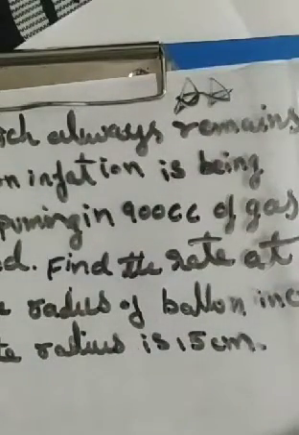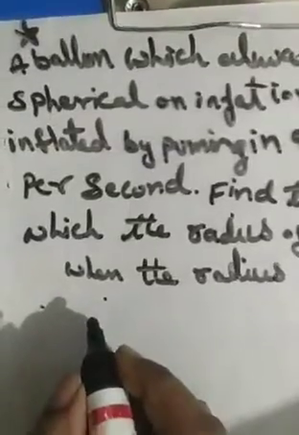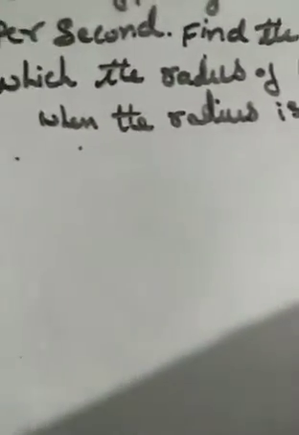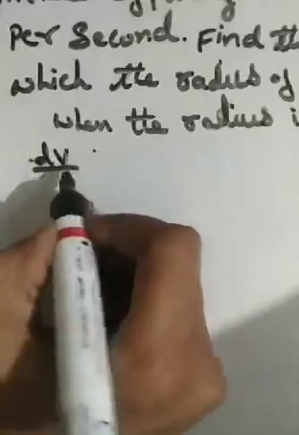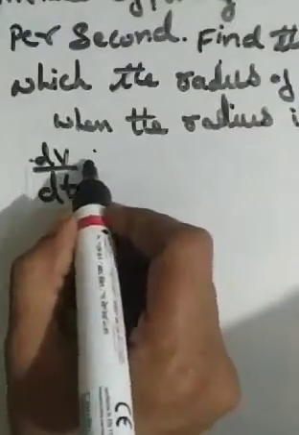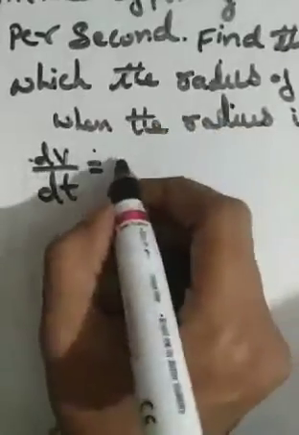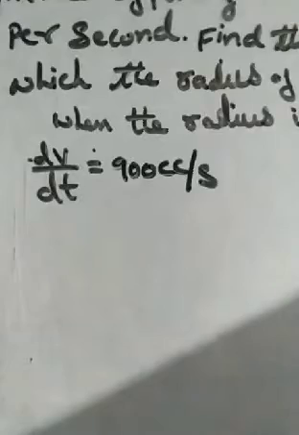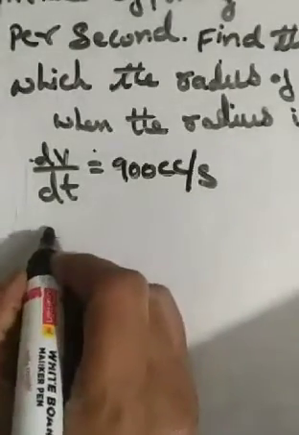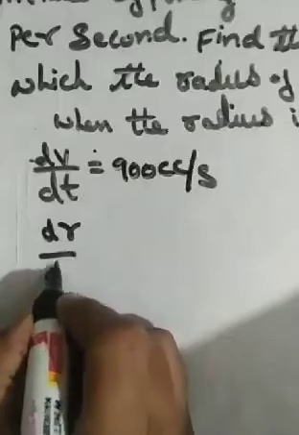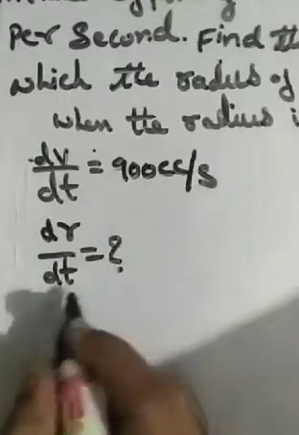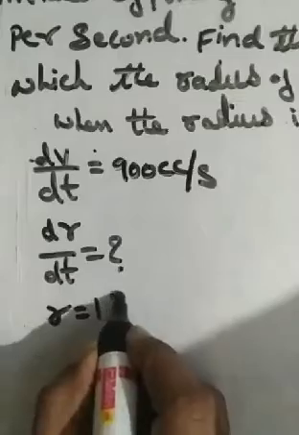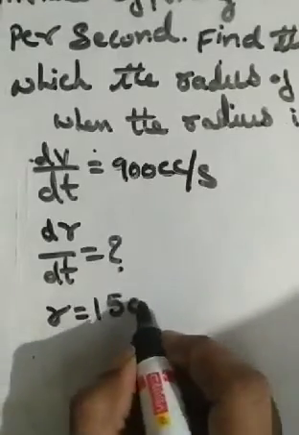Write down whatever has been given first. dV by dt has been given. The volume is increasing at the rate of 900 cc per second, so cubic centimeter per second. We have to find the radius is increasing at the rate, means dr by dt I have to calculate. And the radius has been given. Radius is equal to 15 centimeter.